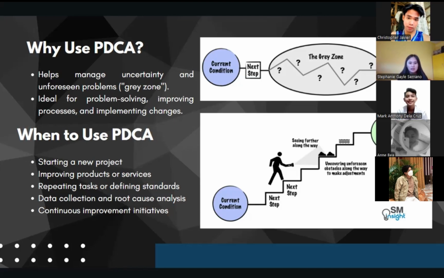A good analogy is a person climbing stairs in the dark with a flashlight, because the target condition lies beyond the reach of the flashlight. The path to attaining it cannot be predicted with exactness. Thus, the person must find that path by experimenting.